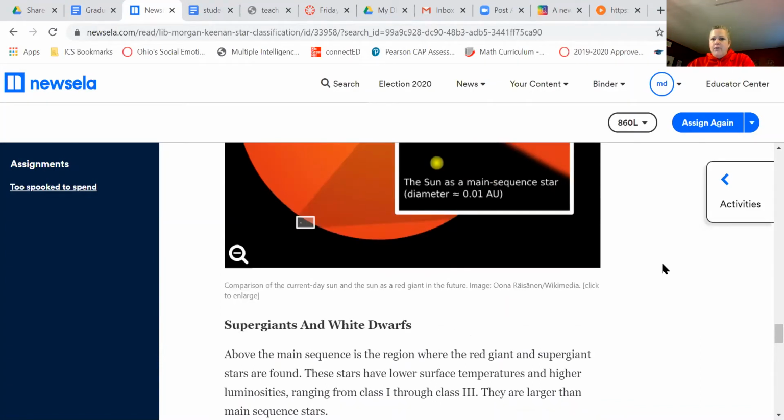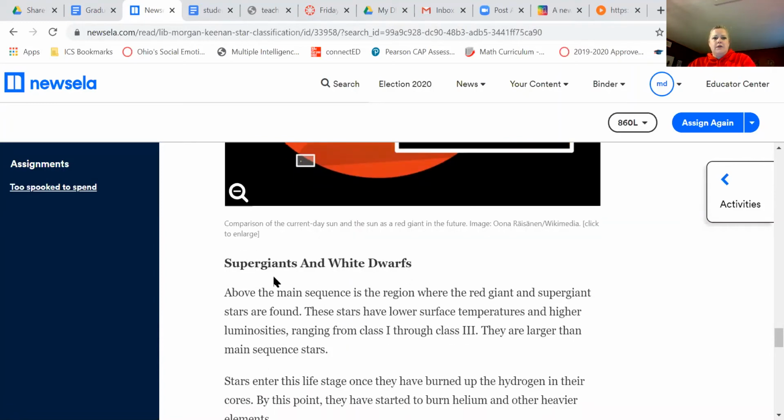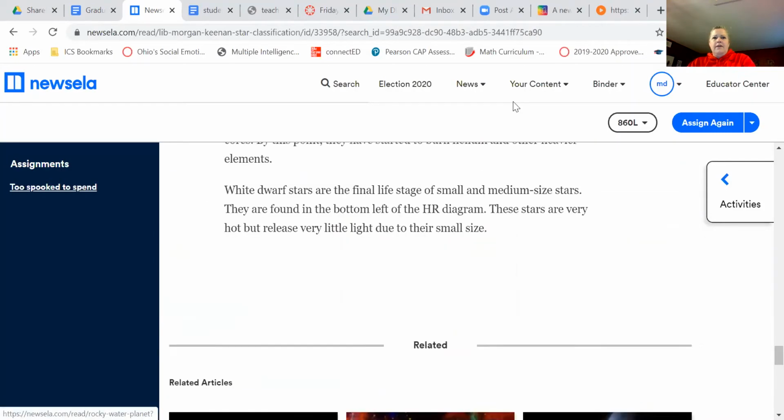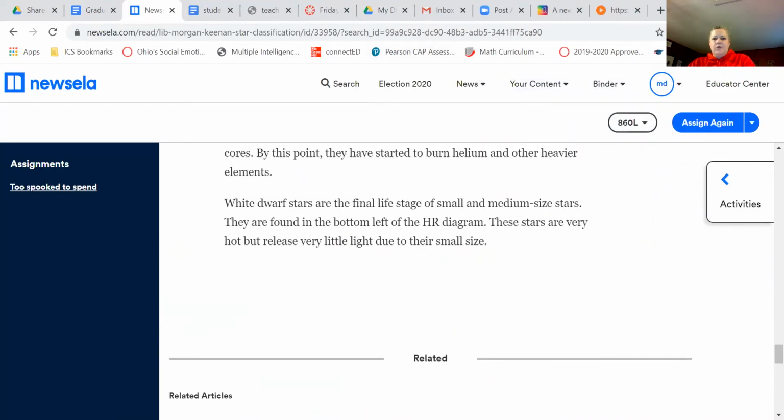So part of how we see our stars is how close they are to us. So it could be a really, really bright star and it appears a really, really big star. It doesn't appear so bright because maybe it's really, really far away. Or it could be really, really close, and it may not be such a bright star like our sun, but because it's so close, it appears really bright. Supergiants and white dwarfs. And that is it. So we're going to go back to our article.